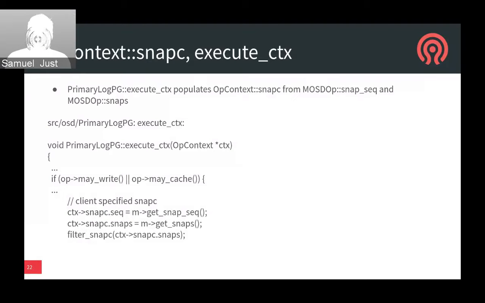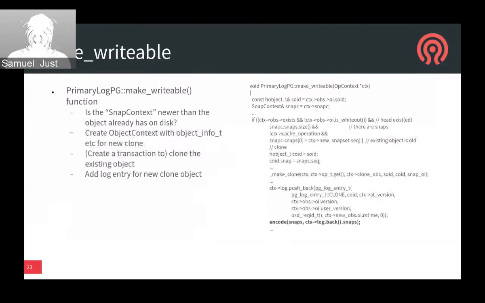Later, after we've already gone through the op itself and had a look at all of the individual operations, one of the last things we do before we complete the transaction is we call make writable. What this does is compare the snap context we constructed just a moment ago to the structures already on disk, as in the diagrams I showed you before. If the snap context is newer than the sequence already on disk and has new snapshots, we create an object context with an object info T for a new clone, and we add to the transaction an operation cloning the object in make clone.